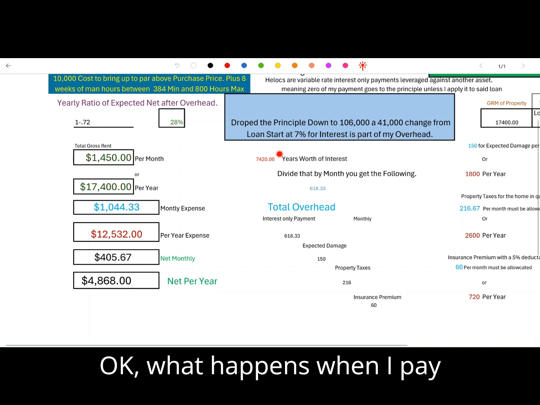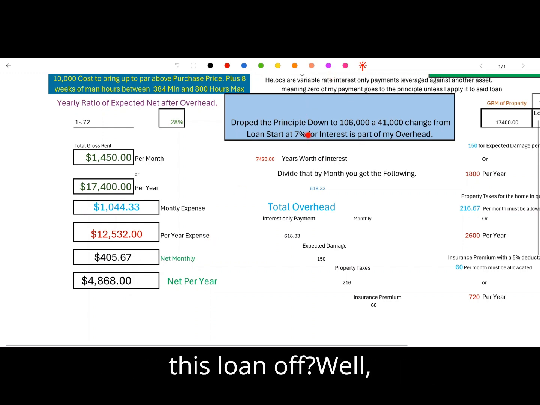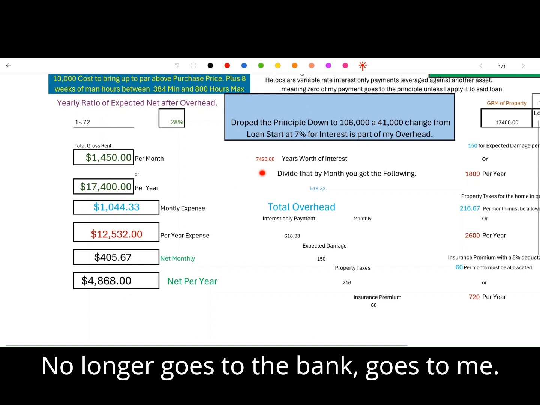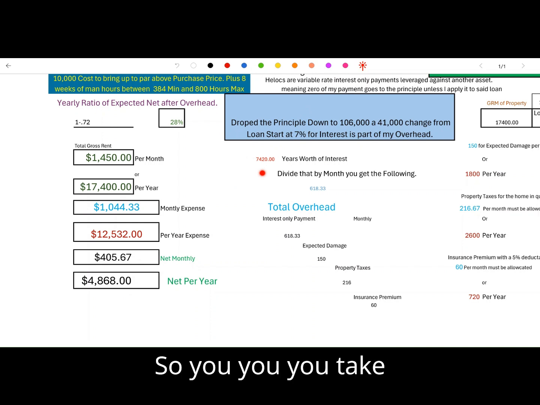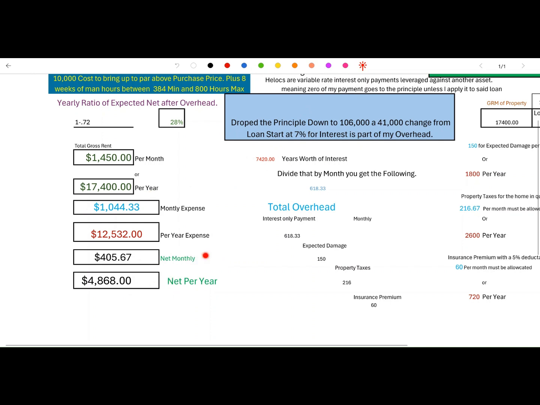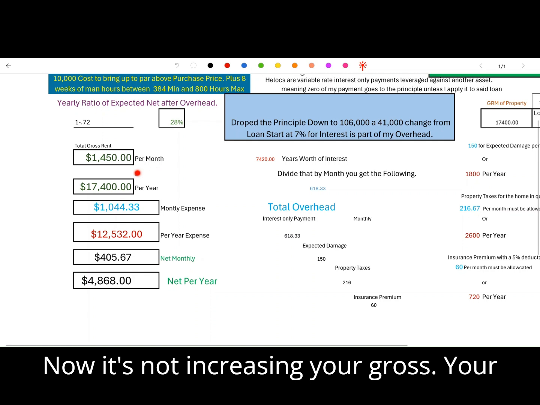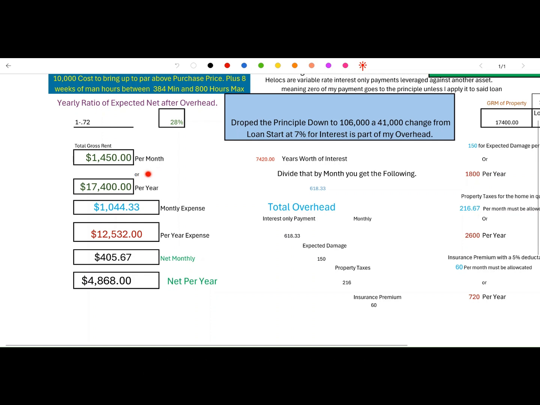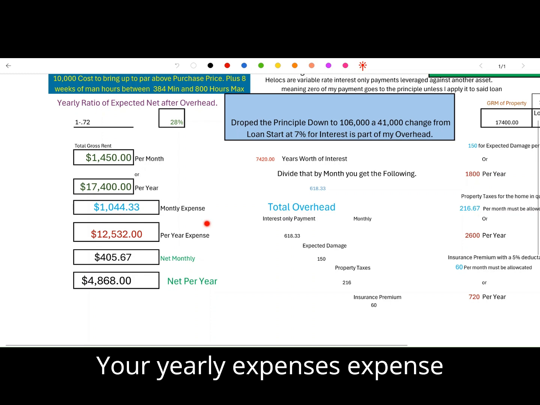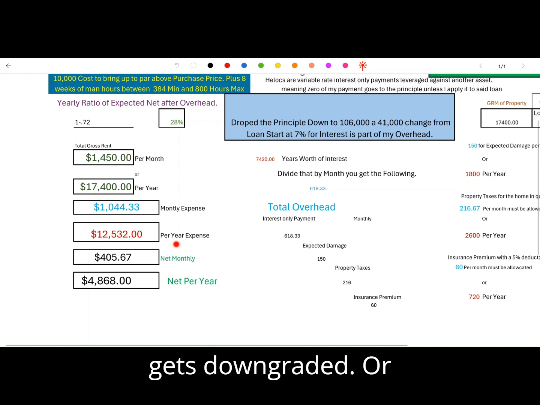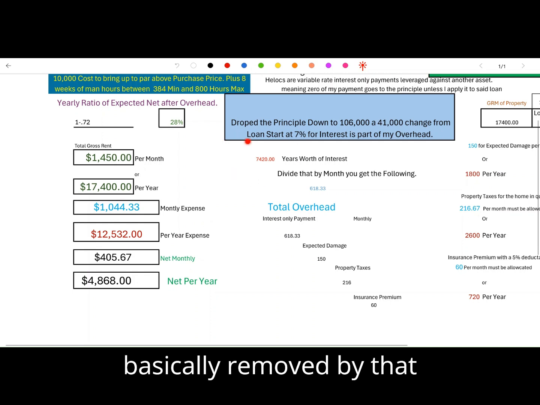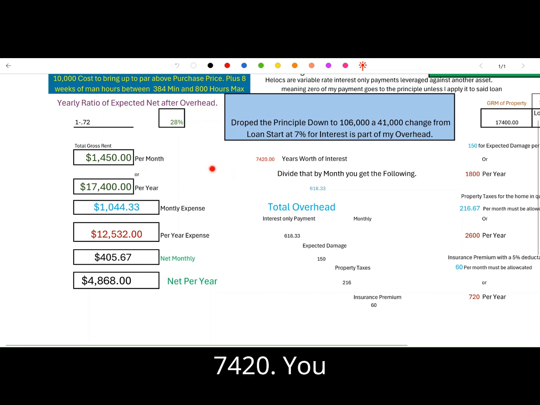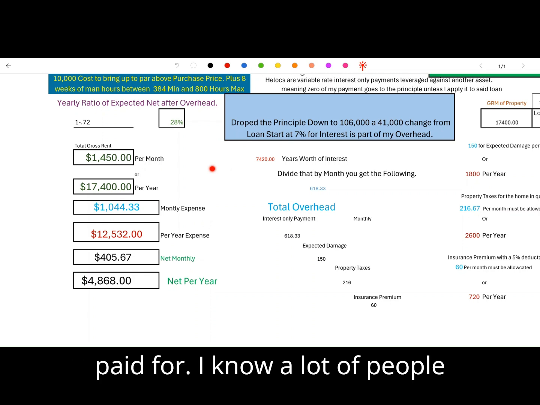Okay, what happens when I pay this loan off? Well, this 7% no longer goes to the bank, goes to me. So you take this net per year. Now it's not increasing your gross. Your gross stays the same. What changes is this. Your yearly expense gets downgraded or basically removed by that 7,420.